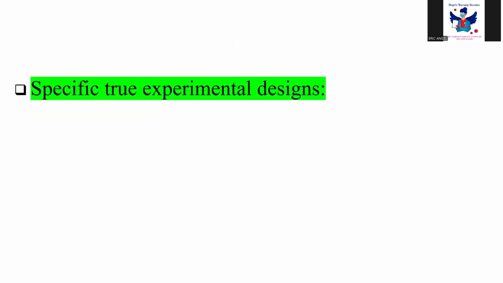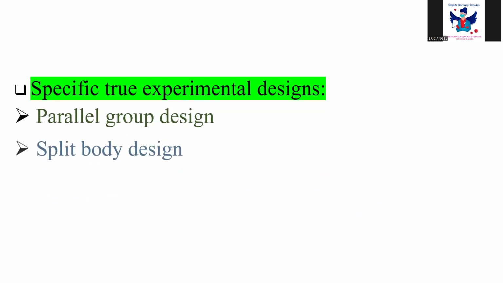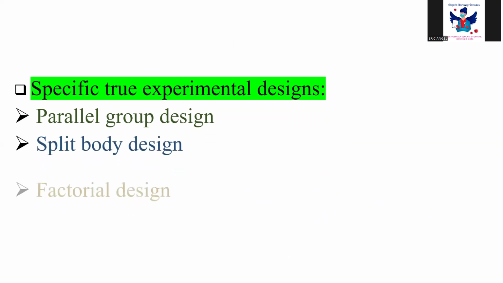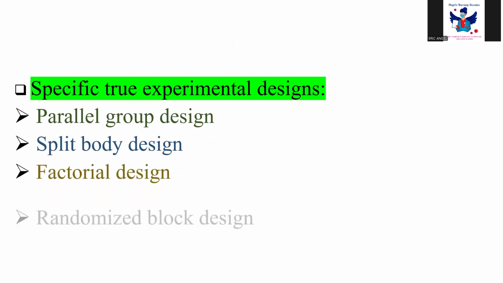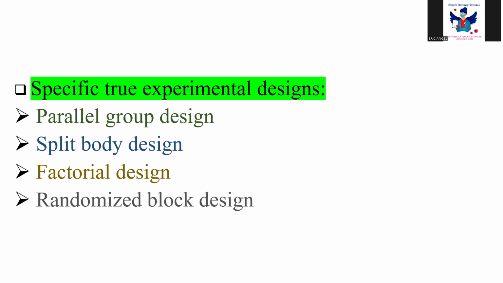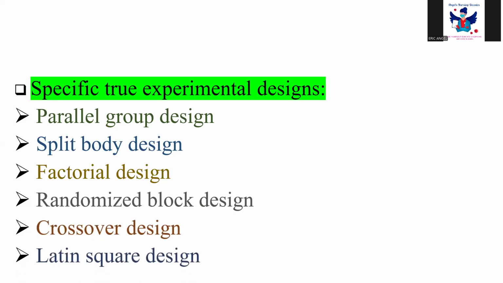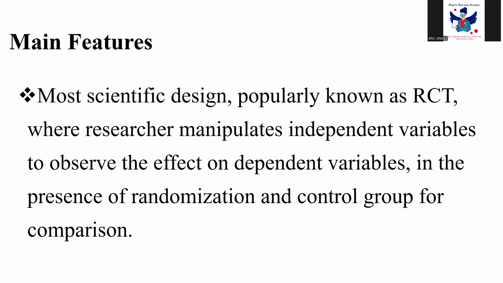Next, specific true experimental design is again categorized into six. First, parallel group design. Second, split body design. Third, factorial design. Fourth, randomized block design. Fifth, crossover design. And the last one, Latin square design.